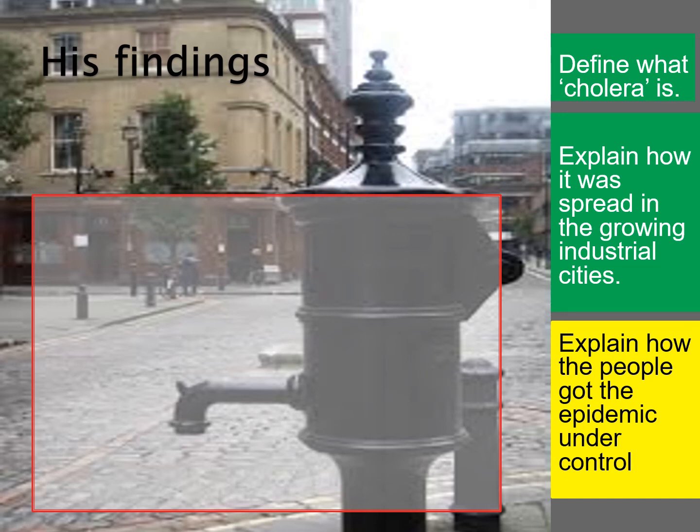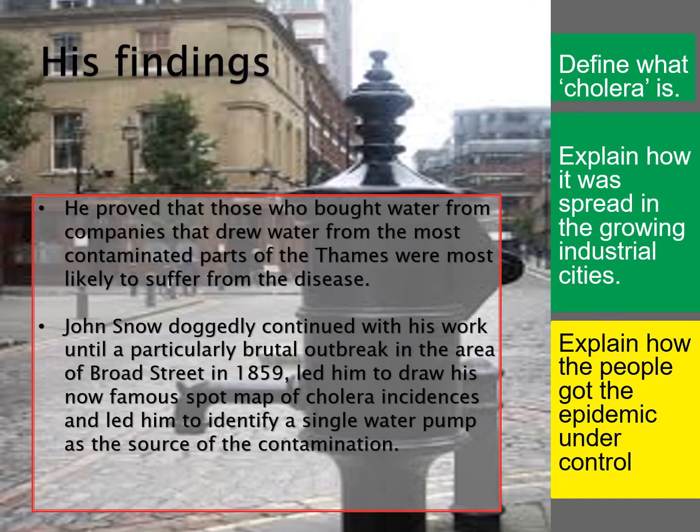So hopefully now you've watched the videos and we're now thinking about what John Snow actually found. Basically, he proved that the people that got their water from the companies that got their water from the most contaminated part of the Thames and closest to the overflowing cesspits were the most likely to suffer from the disease. Not the poor people or the people that are living in the slums necessarily. It doesn't matter who you are. If you're getting your water from this pump, you're going to get it.